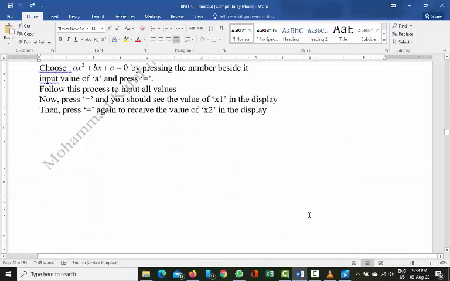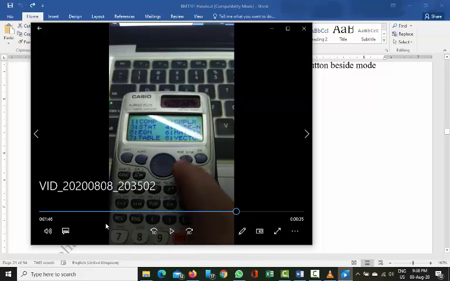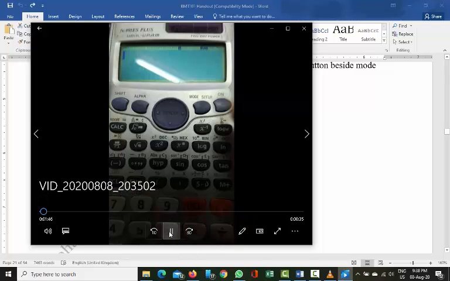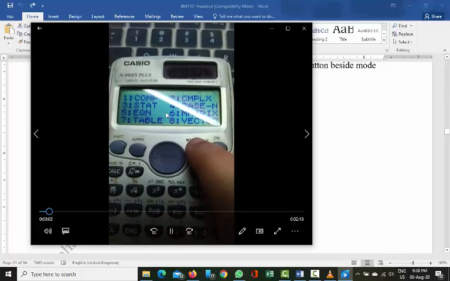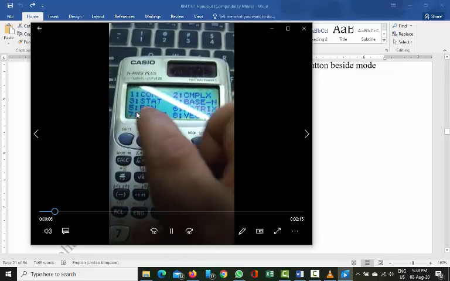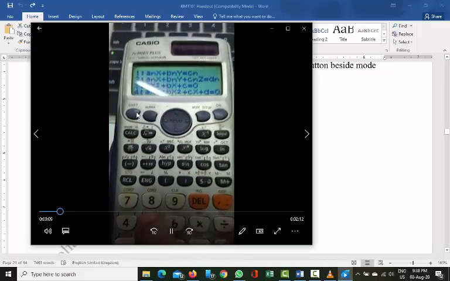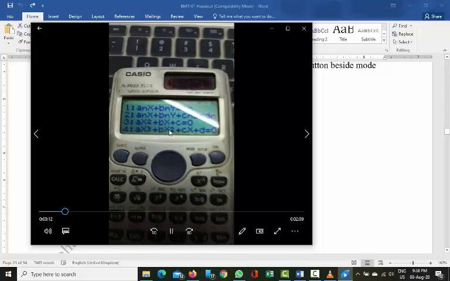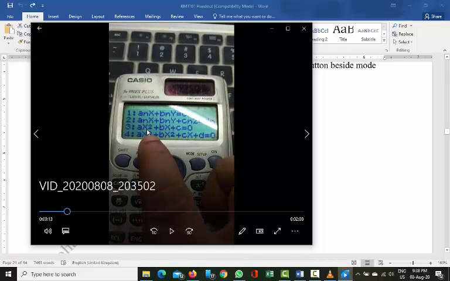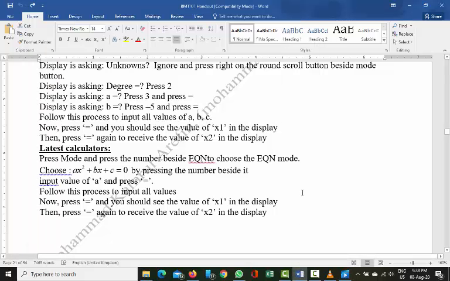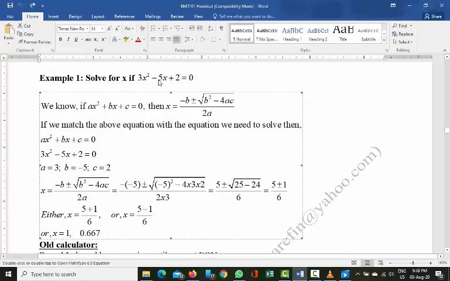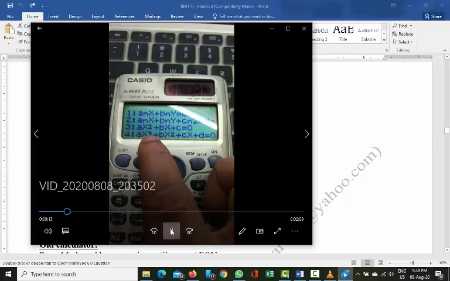But if you are using the new form of calculator, this type of calculator, you should press mode and then choose equation mode. That means press 5, and then after you press 5, you should choose number 3. In number 3, we have only one variable: ax square plus bx plus c is equal to 0. To solve this equation with only one variable, you should choose number 3 here.